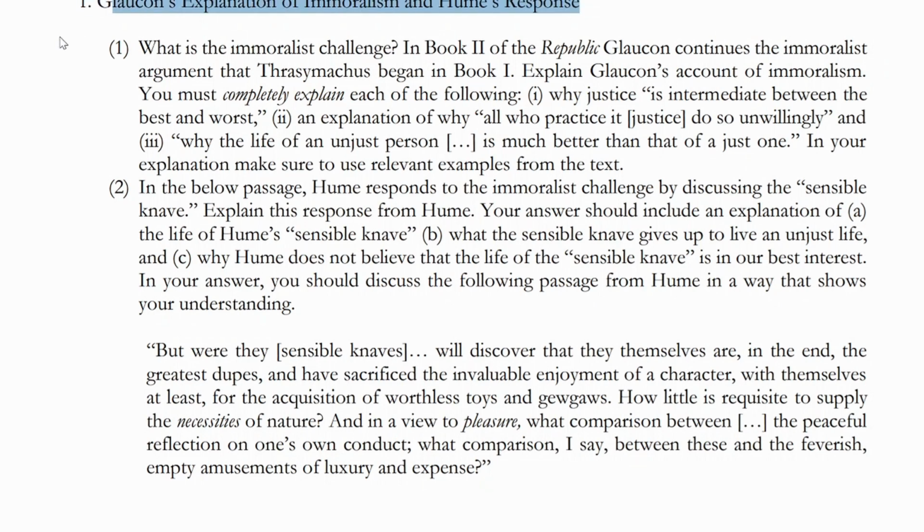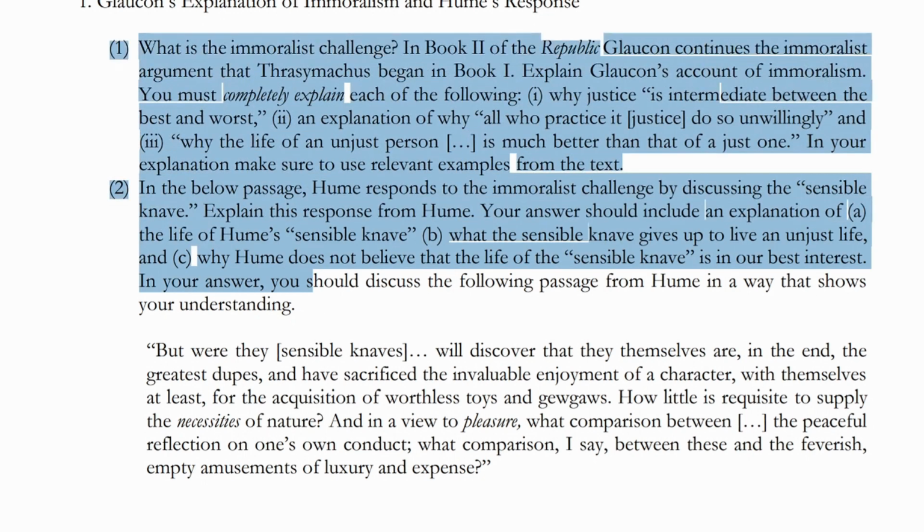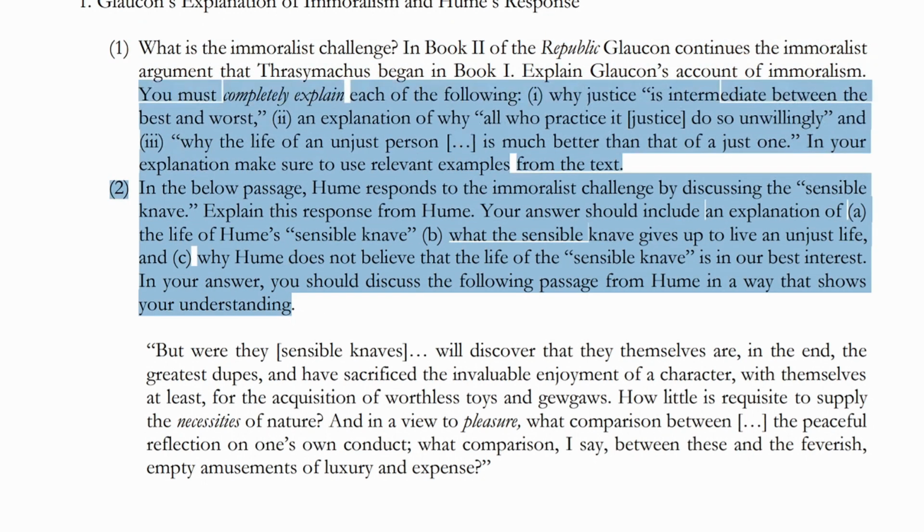So first, you'll notice that there's a title, Glaucon's explanation of immoralism and Hume's response. And sometimes students ask me, do I have to provide an answer to this? No, this is just a title. It just lets you know what the topic of the question is. That's not something you have to respond to. However, what you do have to respond to is everything in here. All right, let's make sure the whole thing is highlighted so there's no confusion.